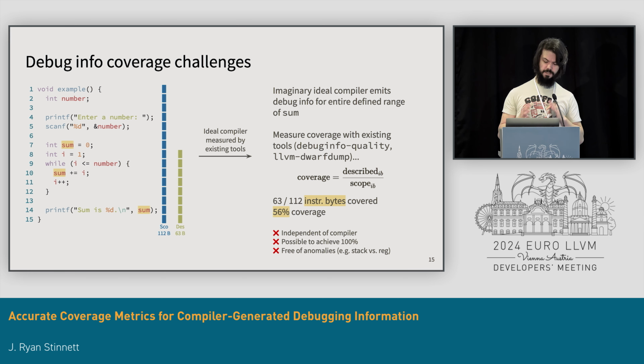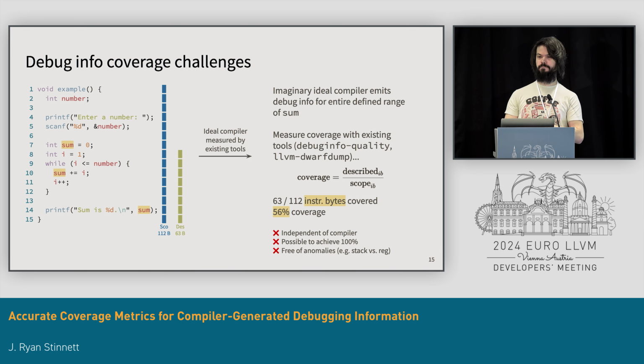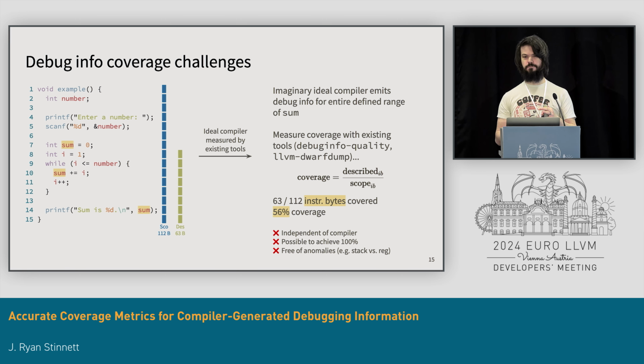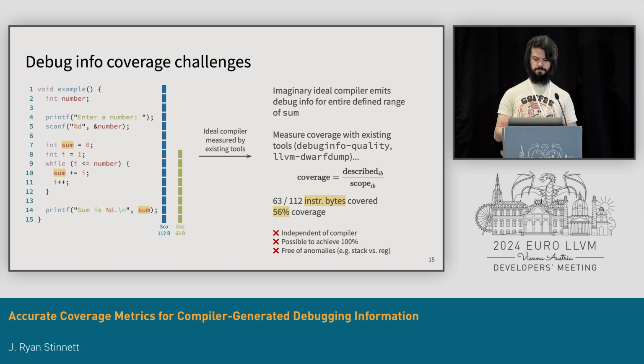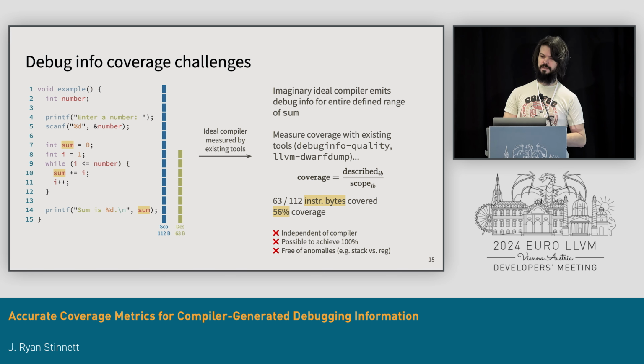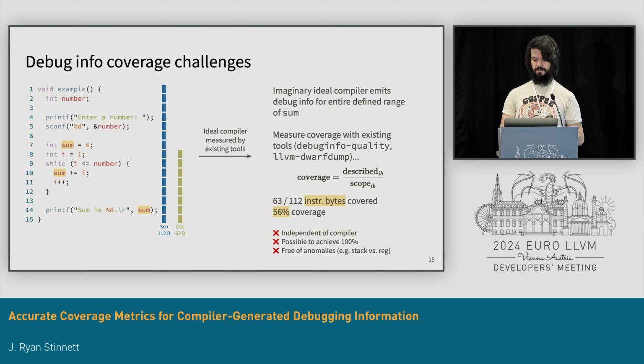And it's also not really independent of the compiler. If you imagine, since we're measuring in terms of instruction bytes, basically anything that changes in the compiler could change the number of instruction bytes that are used throughout the function. That would then affect the coverage score that you get with this kind of approach. So a different compiler, different optimization options, any of those sorts of things could affect this in a way that's not really about debug info coverage itself.